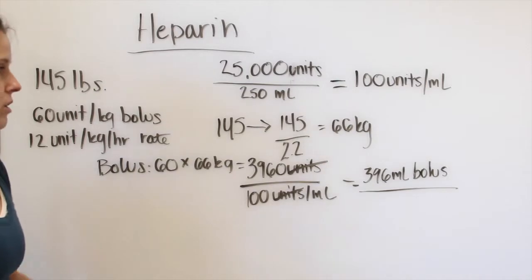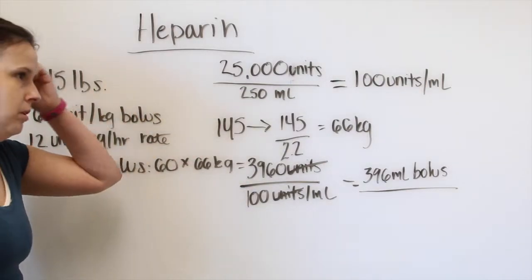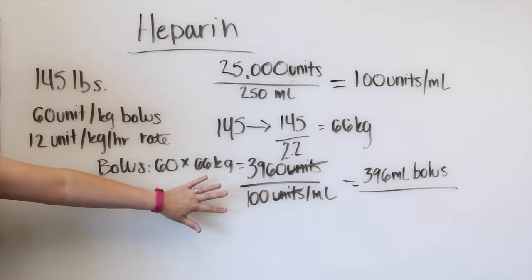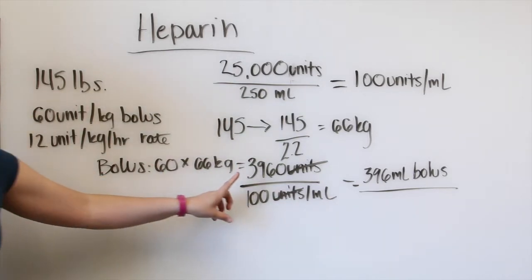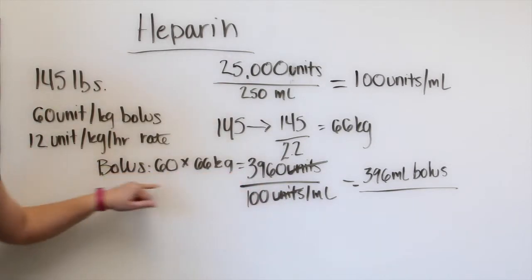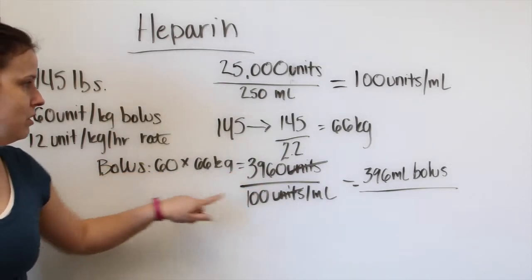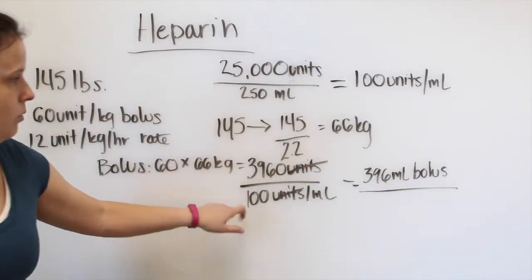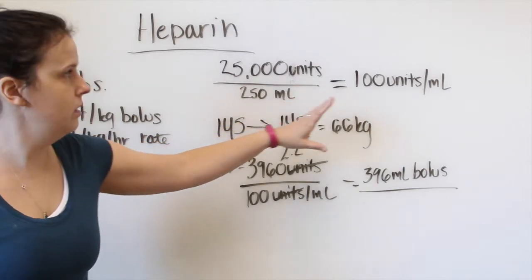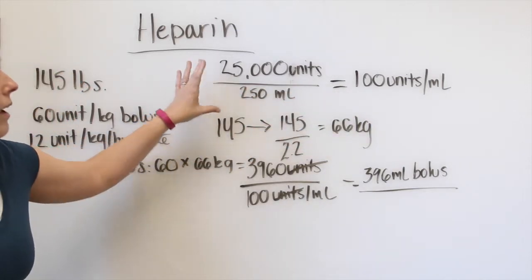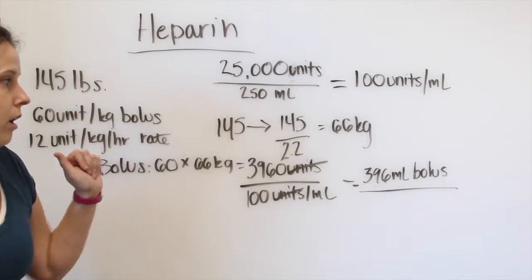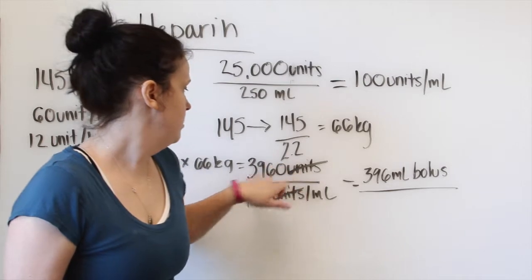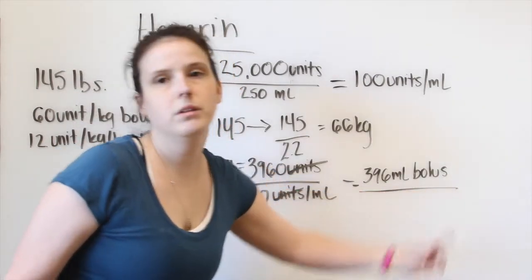so it's important that you write down your calculations. Heparin is one of the drugs that you don't want to get wrong. Getting this drug wrong kills people. So you can see here we've taken our bolus parameters and we've divided by what our pharmacy has available, which is essentially 100 units per milliliter. So for every 1 milliliter of fluid in our bag, we're going to have 100 units of heparin. So once we divide that, we get 396 milliliter bolus.